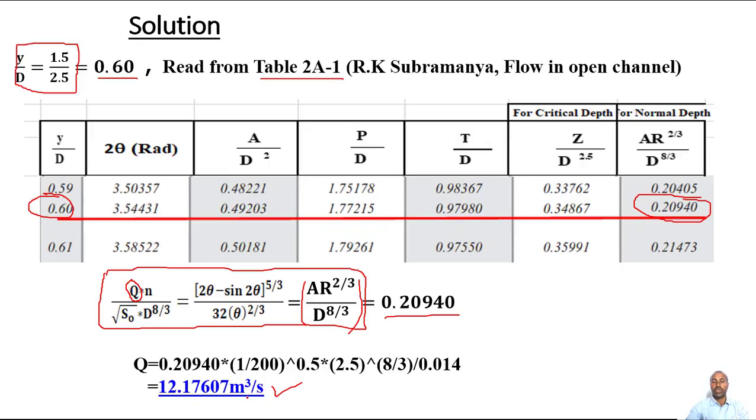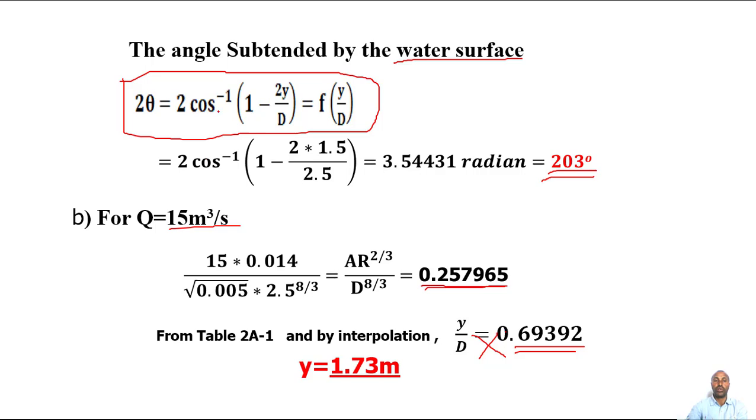So once you have the discharge, for a discharge of 15 meter cube per second, what will happen? The angle subtended by the chord of the water surface: since the depth is larger than the radius, because the radius is 1.25, it is above the center point. So you can have this angle, which is the angle subtended by the water surface, 2 cos inverse of (1 minus 2y over d), f of y over d. Then you can find 2 theta from the table again, or you can calculate using this equation in radian measure, and then convert into degree measure.